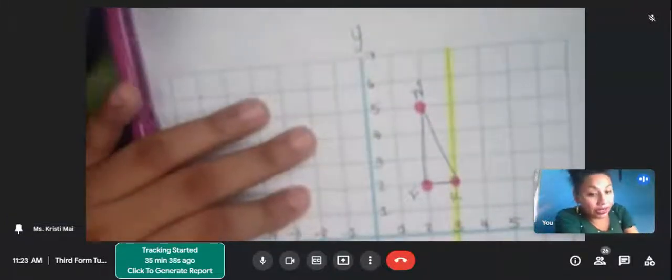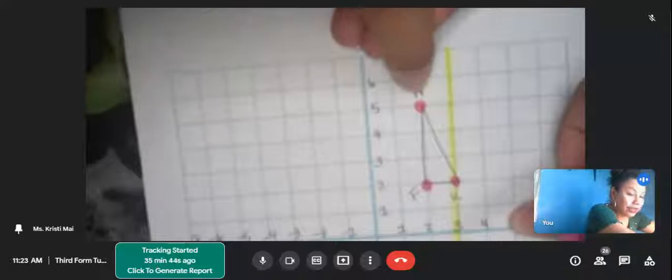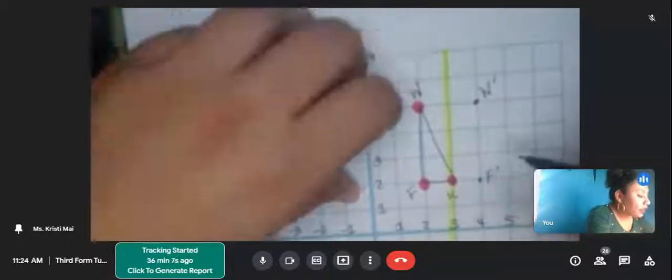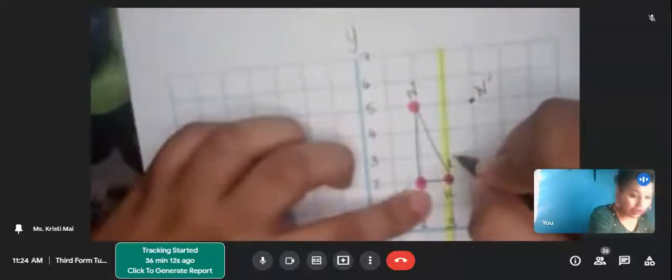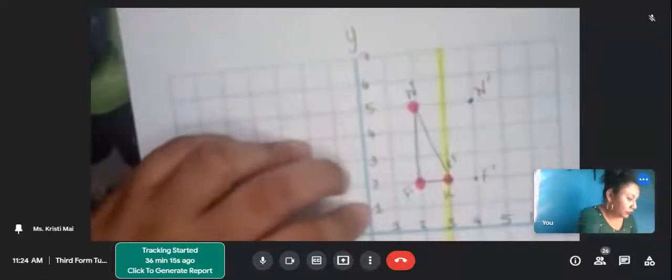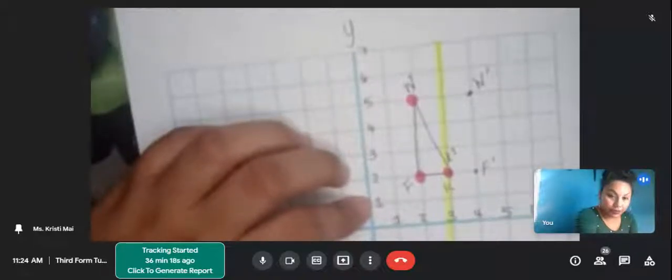So I'm gonna do the same thing. I have to count between W and this line. How many spaces are there? One space. So my new point is gonna be right here, W1. Between F and this line, how many spaces are there? One. So I'm gonna do the same thing, F1. And now K is right on the line, so K1 is going to be there as well, the same exact point. I have reflected, I have found all of the points.